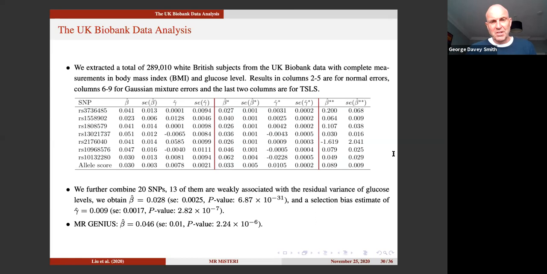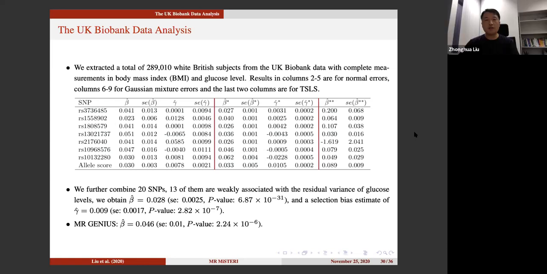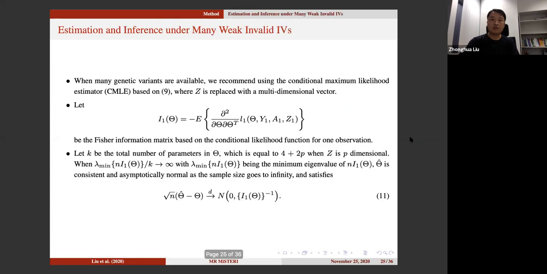There's a question in the Q&A from Chin Yang saying, what happens if some instruments don't satisfy the heterogeneity assumption? Well, are you asking about one SNP or all of the SNPs? If no SNP satisfies the heterogeneity assumption, then we cannot identify, which is a key identification assumption for our approach.